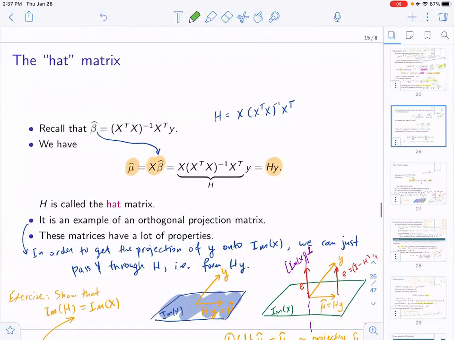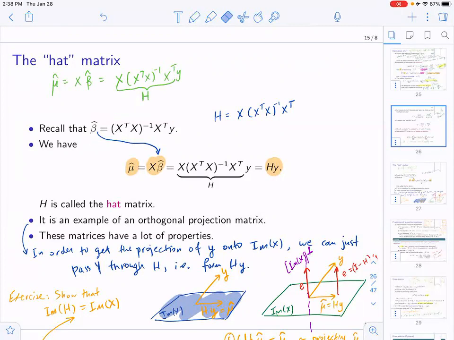So this matrix, you can go back to your homework and see that all the stuff that you did was not irrelevant. This matrix appears if you try, so this was beta hat. So now we know that mu hat is X beta hat. And so if I expand it, I get X (X transpose X) inverse X transpose y. And so this is a matrix n by n, which is called the hat matrix.